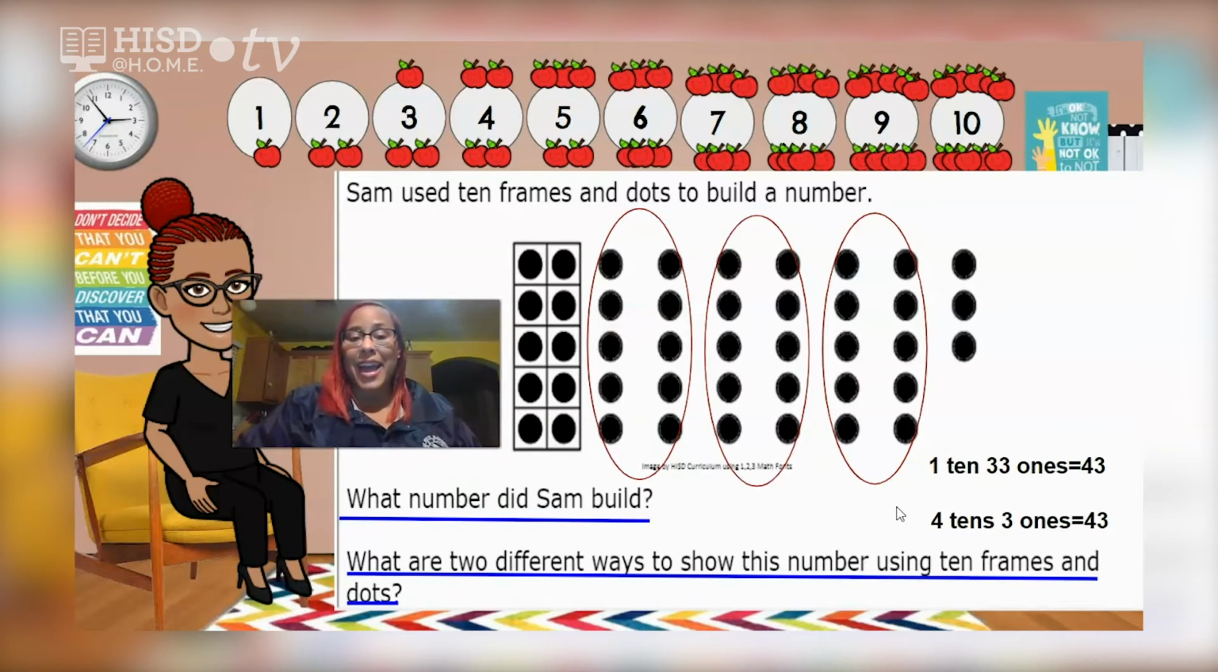4 tens and 3 ones equals 43. So Sam made the number 43. And we showed the number 43 using 1 ten and 33 ones, and 4 tens and 3 ones. Which way was the easiest for you to count? It was the easiest for me to count when we made more groups of tens because it allowed me to count it faster.